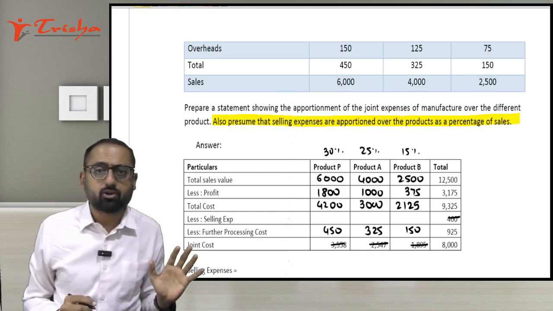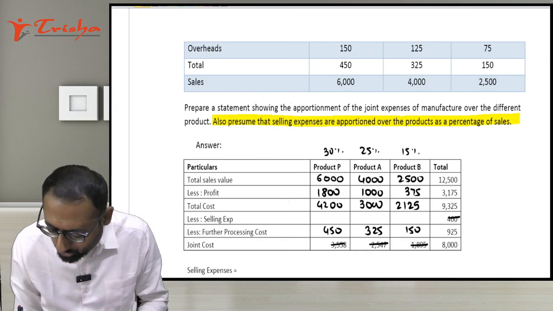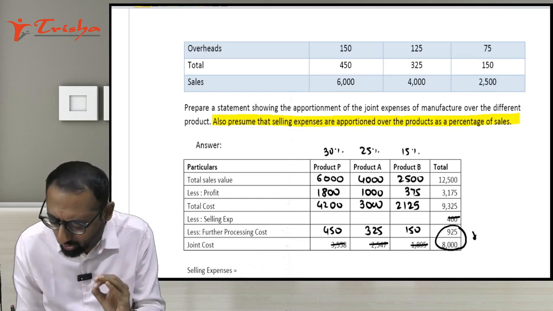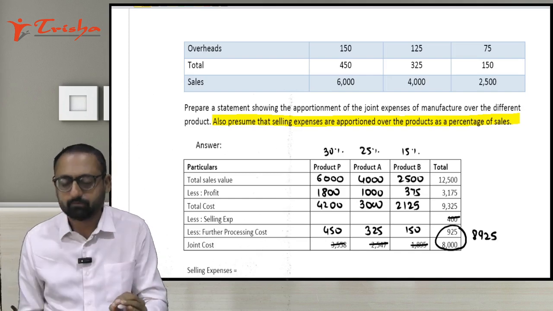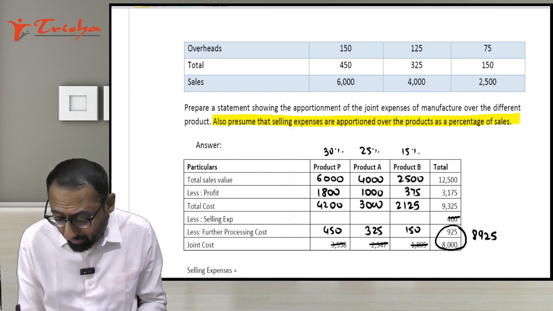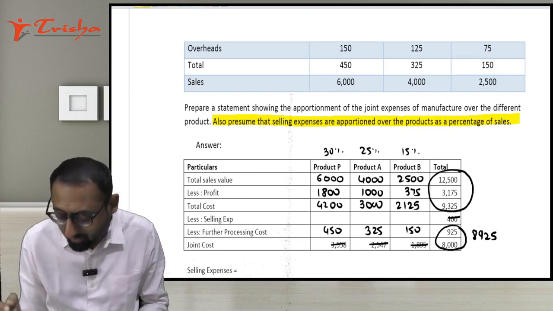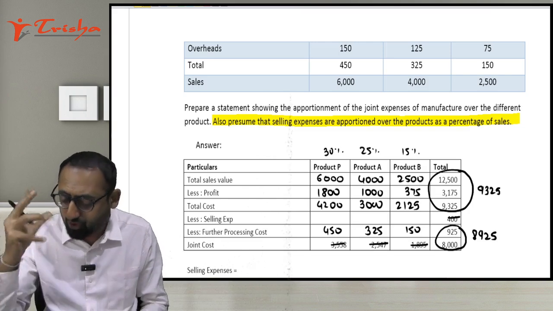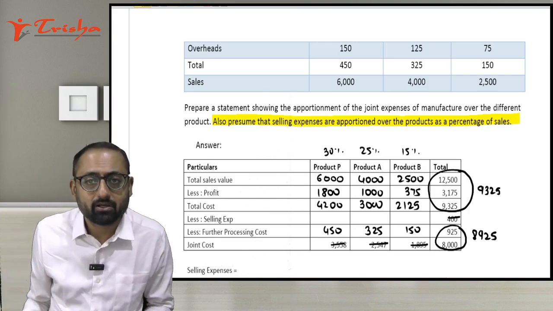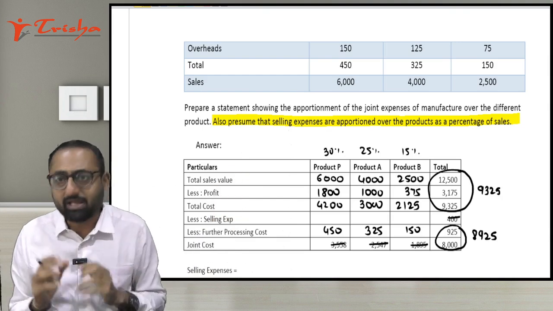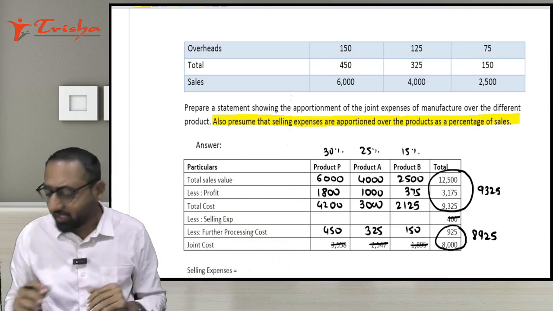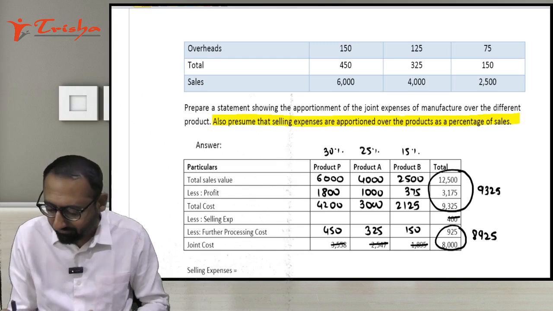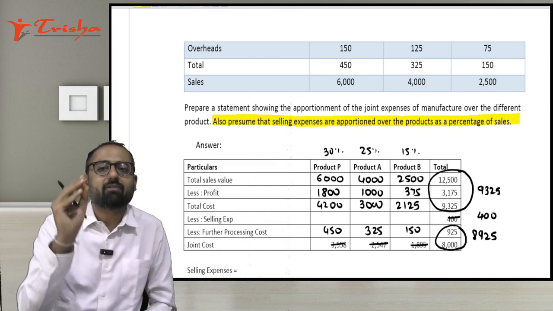Then take a total of the joint cost. Joint cost is given in the question, 8,000. So take a total of joint cost and further processing cost, it comes to 8,925, right sir? Absolutely correct. And take the total cost with the help of the formula, sales minus profit equals total cost, it comes to 9,325. Something is wrong. What is that? You can check. Total cost is 9,325, but the total of this is 8,925. So 9,325 minus 8,925, the balancing figure is 400. That 400 will be selling and distribution expenses.